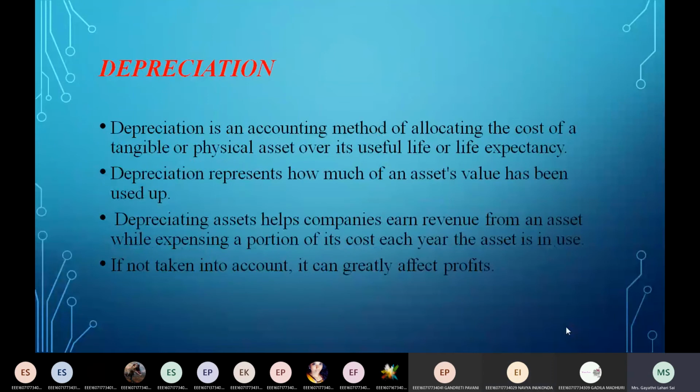And next, depreciation. It is an accounting method of allocating the cost of a physical asset over its useful life. It represents how much of an asset's value has been used. Depreciation helps companies earn revenue from an asset while expensing a portion of its cost each year the asset is in use. If not taken into account, it can greatly affect the profits. Ma'am, that's it. Thank you.